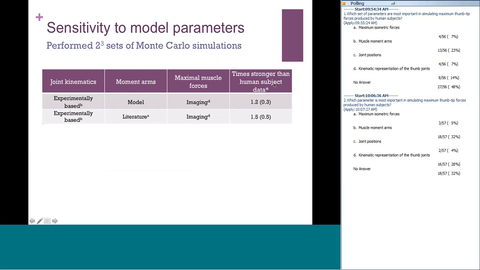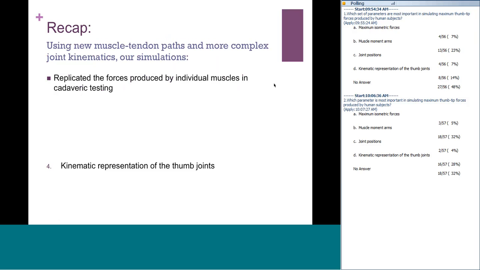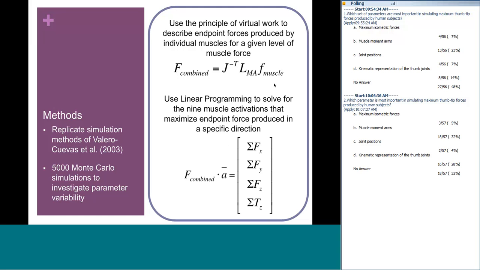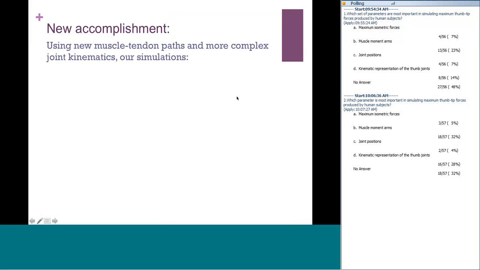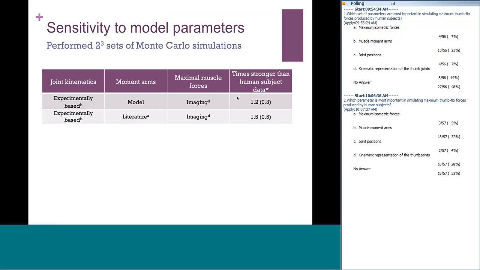So what we're doing here is completing this study, and we're subbing in and out different moment arms, we're subbing in and out different maximum muscle forces, and we're subbing in and out the different kinematic representations of the thumb. So first I'm going to show you, for the joint kinematics, the experimentally based. So this is consistent with the Holzbar 2005 thumb model, so that's based on the experimental measurements from Brand's lab.